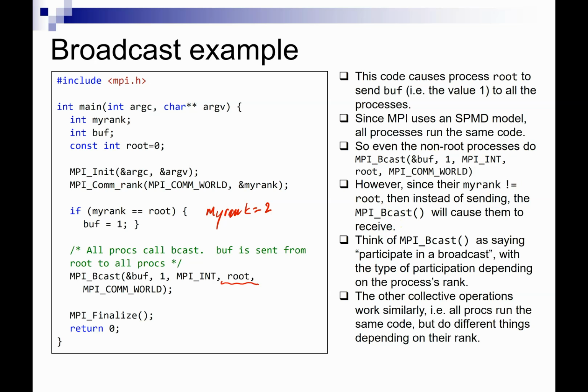Another way to think of this is that the MPI broadcast is actually saying, I will participate in a broadcast. And then what I do when I participate depends on my rank. If I'm the root, then when I participate, I'm going to send. And if I'm not the root, then when I participate, I'm going to receive. Again, many collective operations work like this. They do different things depending on your rank.